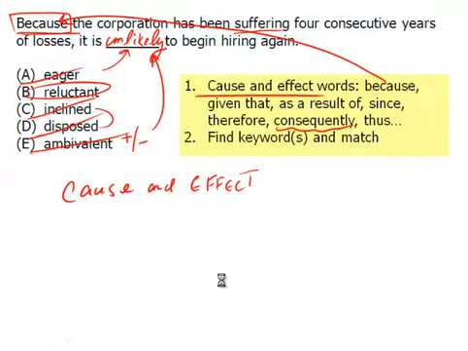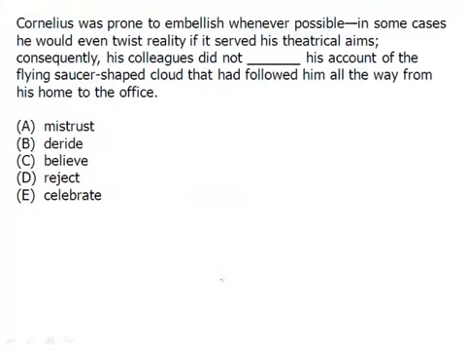So let's try another one. A longer one, as you can see. Cornelius was prone to embellish whenever possible. In some cases, he would even twist reality if it served his theatrical aims. Consequently, therefore, his colleagues did not blank his account of the flying saucer-shaped cloud that followed him all the way from his home to the office.